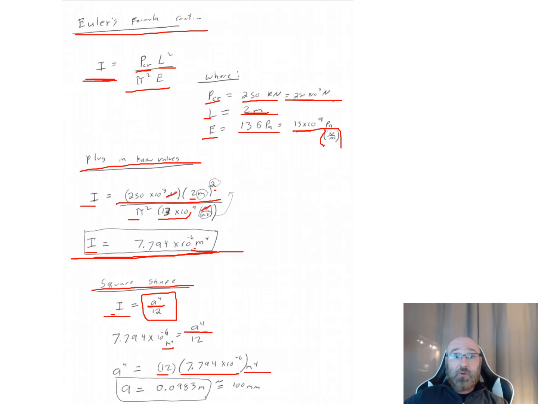Now I can take the fourth root of both sides of that and solve for A. A is equal to 0.0983 meters, or approximately 0.1 meters, or 100 millimeters. You really do want to pay attention to your units here. If you're going to stay with millimeters, stay with millimeters; if you're going to stick with meters, stick with meters.